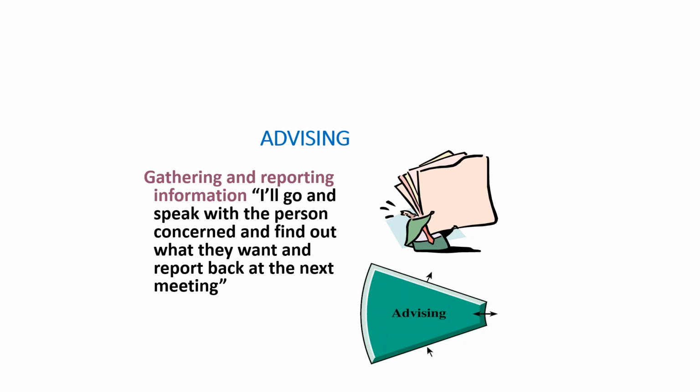So whenever we've got any sort of challenge or problem that we've got to resolve in a team, normally we require some advice, some information. We need to gather and report on information. And in order to do that, of course, we hope we're getting quality information in so we can make quality decisions. So a typical example of somebody that's interested at this stage in the team development might say something like this: I'll go and speak to the person concerned and find out what they want, and I'll report back at the next meeting.